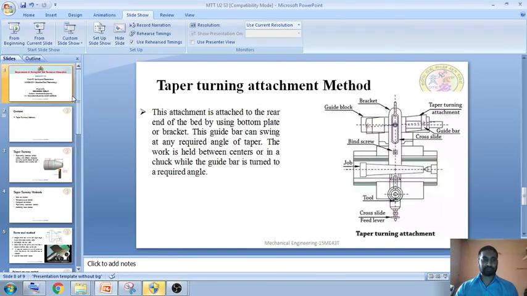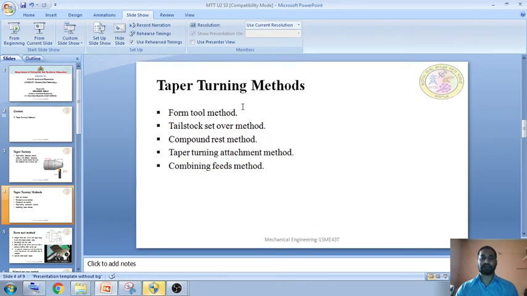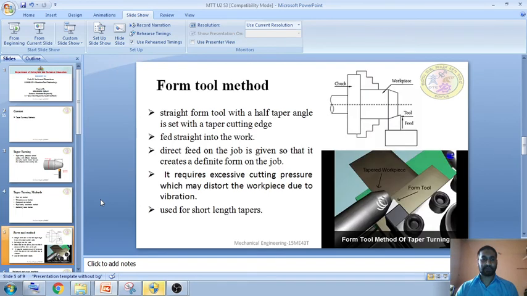We studied that taper turning is the process of producing a conical surface on the workpiece with a different diameter for a particular length. The different methods of taper turning are the form tool method, tailstock set over method, compound rest method, taper turning attachment method, and combining feed methods. The form tool has an angular taper cut which is fed against the axis of rotation of the workpiece. High pressure will be developed, so it is used only for a shorter length of taper turning.